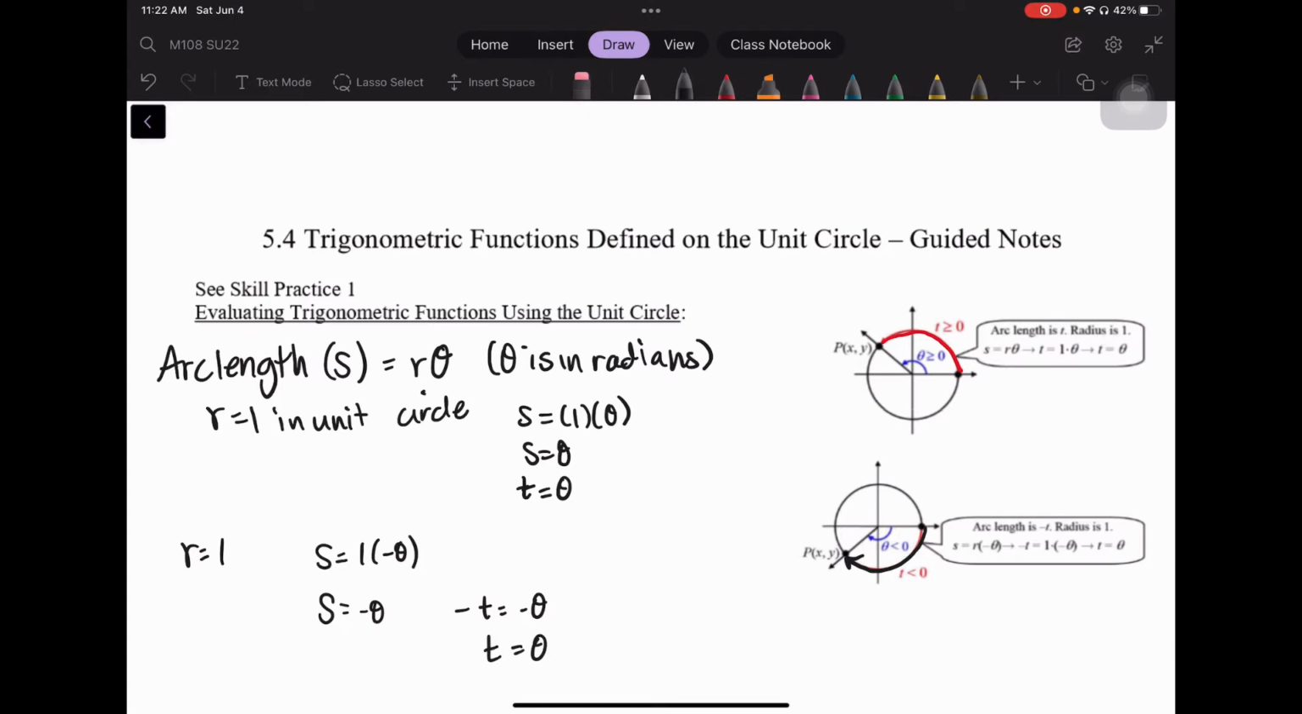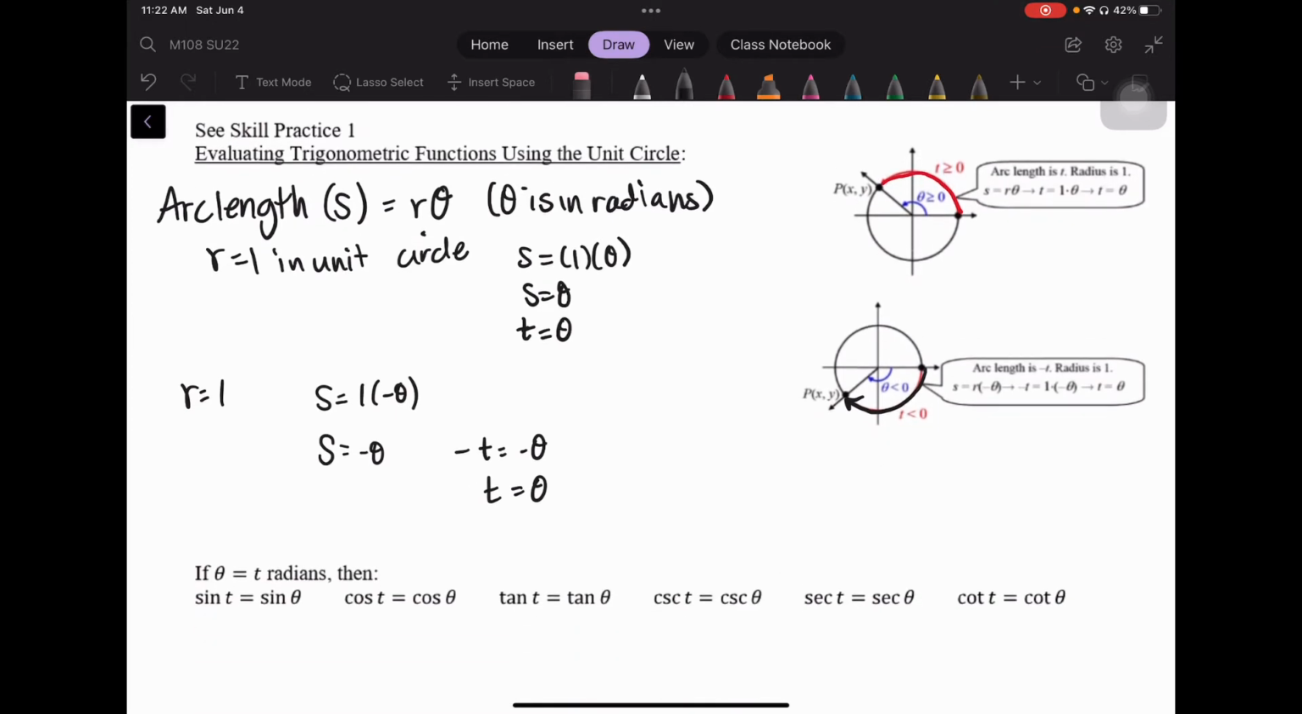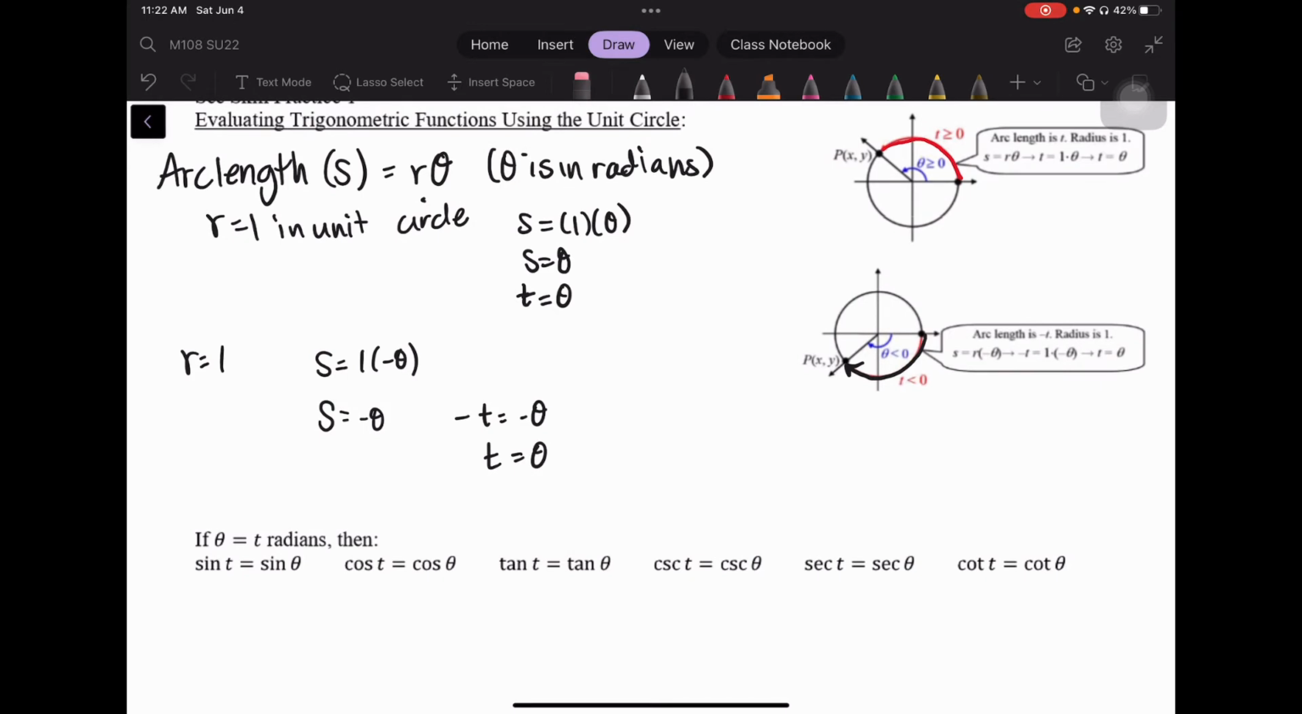And so I can use those formulas from above where the sine was y and the cosine was x to redefine the sine and cosine and tangent of theta. If theta equals t, then the sine of t is equal to the sine of theta. So instead of using t for some real number, we can call it theta because the measure of the arc length is the same measurement of the angle length on a unit circle.